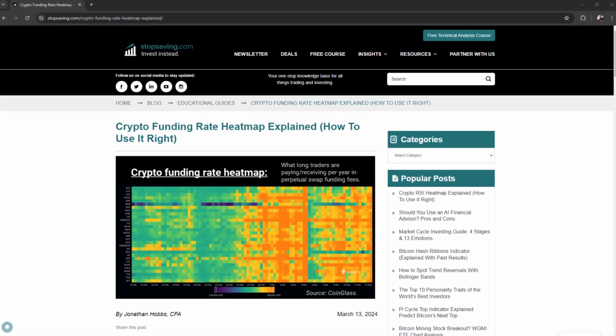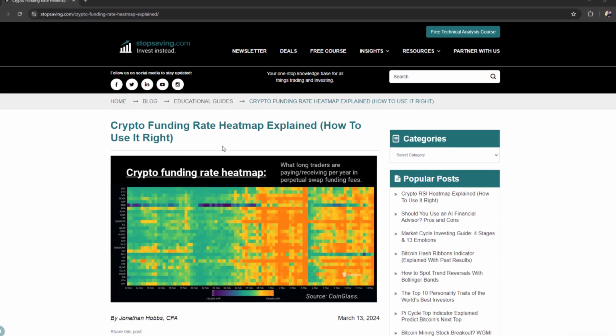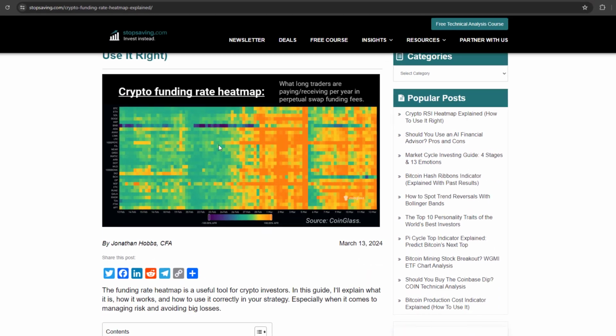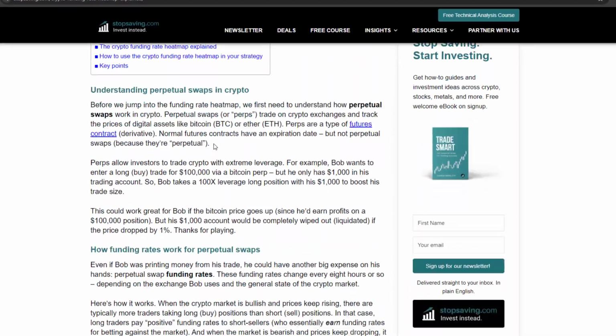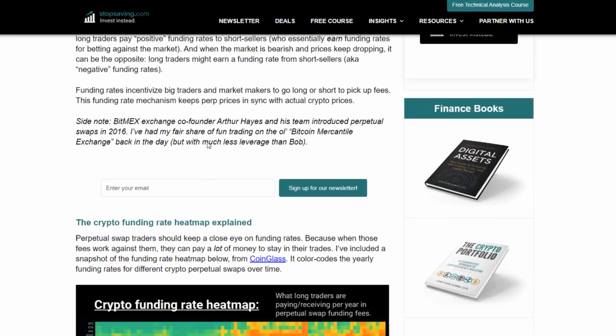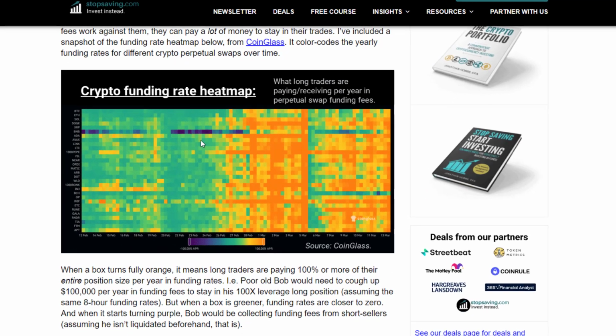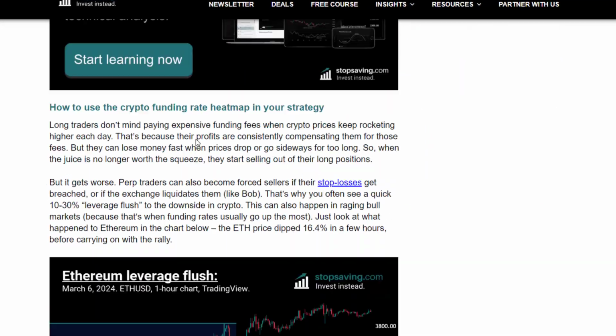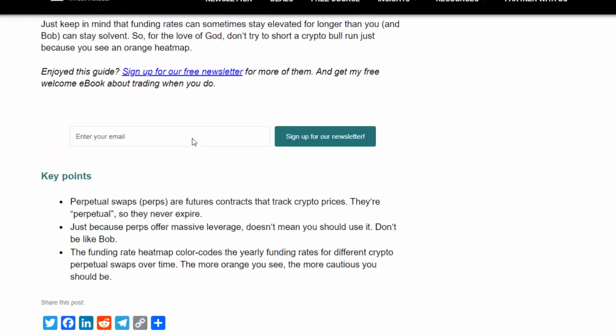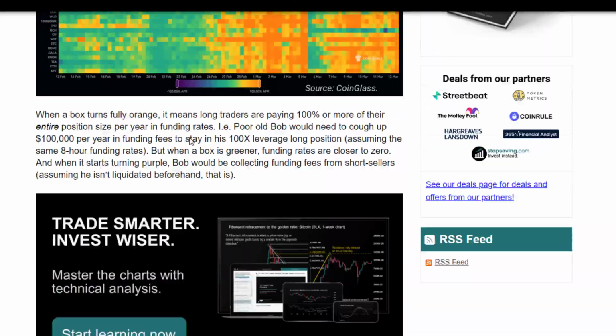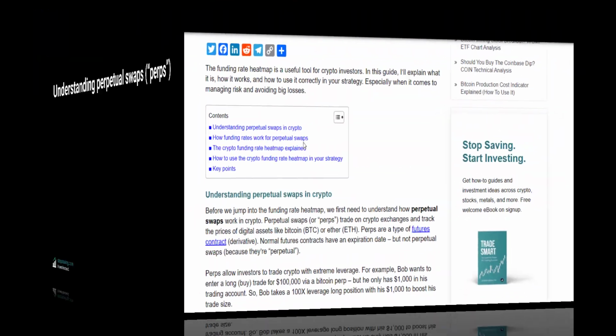The Funding Rate Heatmap is a useful tool for crypto investors. It's John from stopsaving.com, and in this guide, I'll explain what the Crypto Funding Rate Heatmap is, how it works, and how to use it correctly in your trading or investment strategy, especially when it comes to managing risk and avoiding big losses in the world's most volatile market.